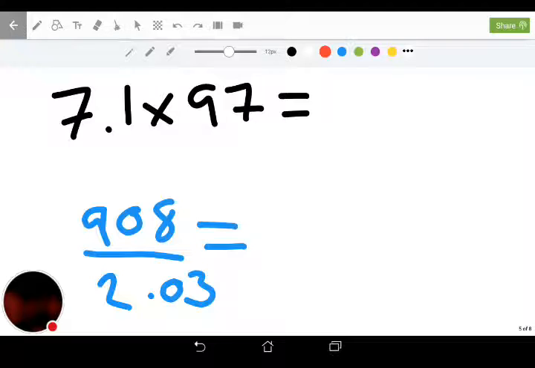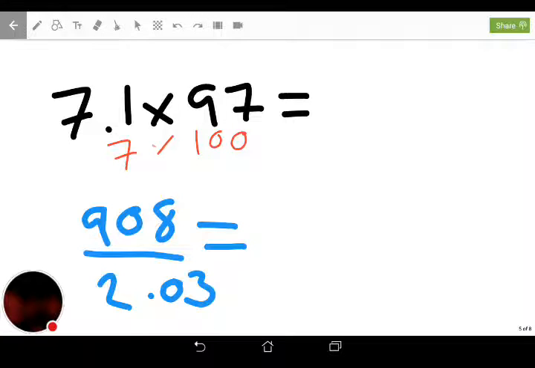To answer this, I start by rounding to one significant figure. I need to make this the easiest number I possibly can. So 7.1 is close to the number 7. 97 is close to the number 100. 7 times 100 is equal to 700. And if we were to do the actual sum, it would come out very similar.